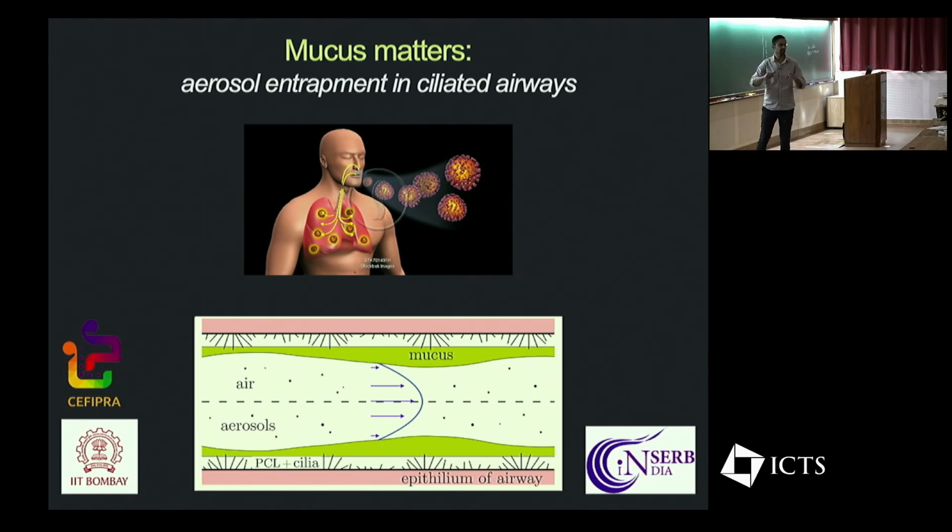So you can think of it like a tube, and on the inner wall of the tube, you have this mucus. And what I want to look at today is how these particles can get entrapped by the mucus, or on the other hand, avoid the mucus and reach the epithelium.